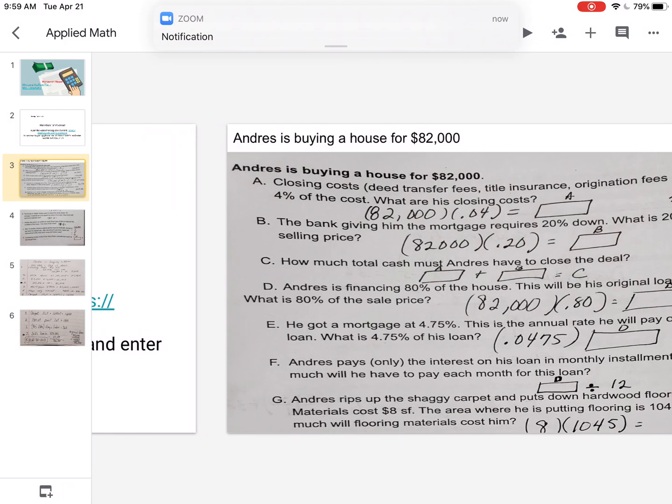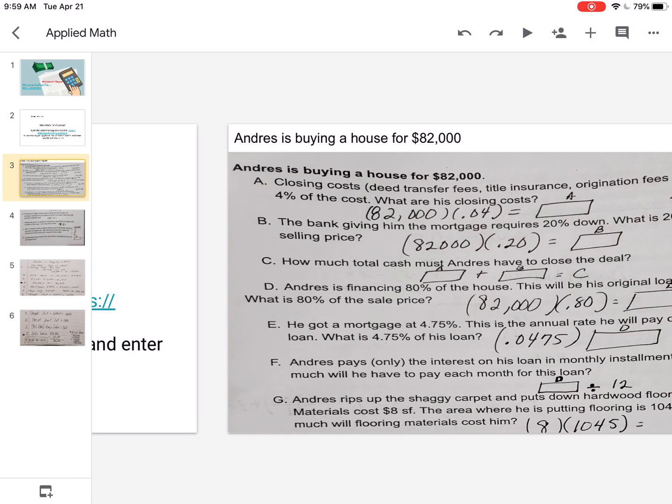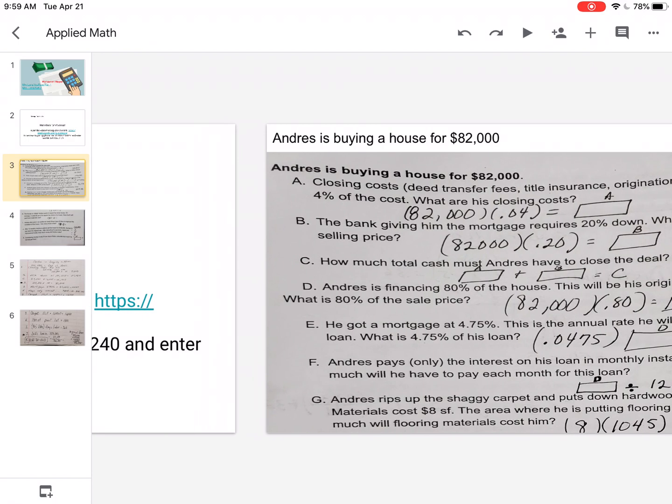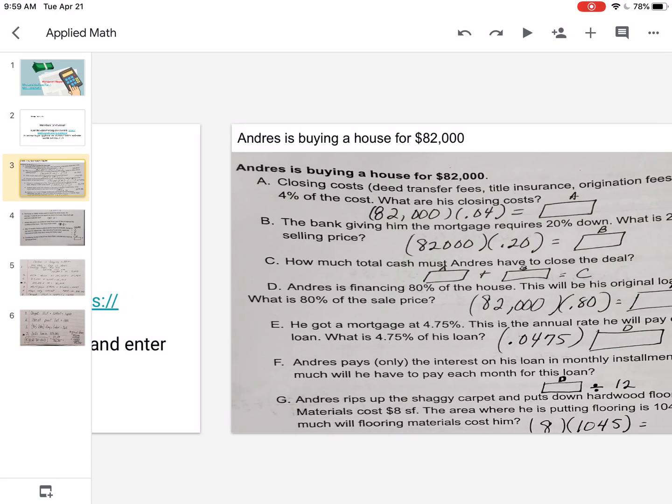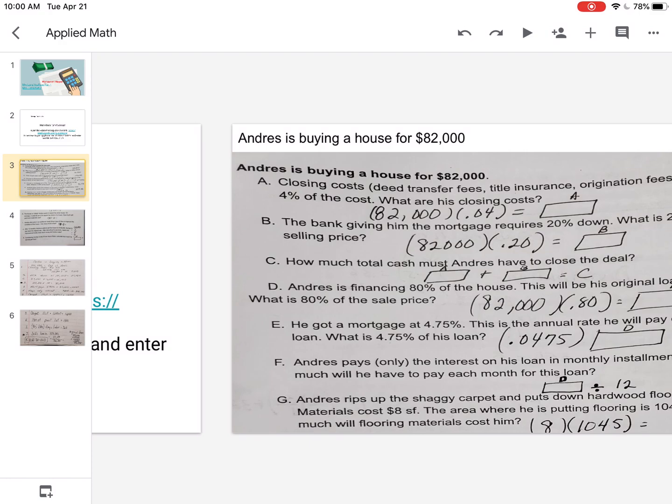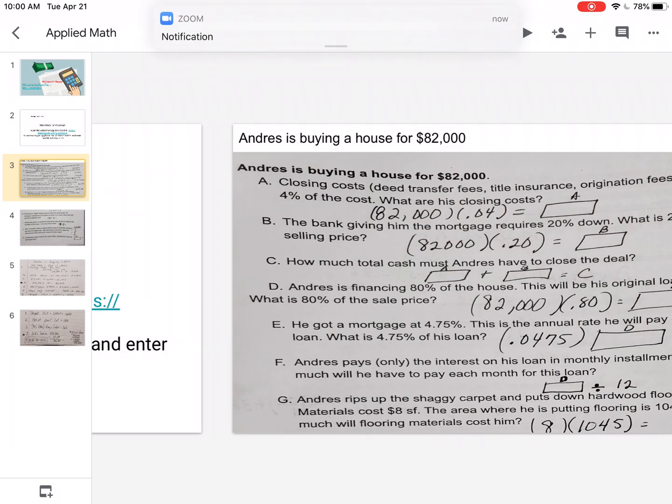Okay, so the bank giving him the mortgage requires 20% down. What is 20% of the selling price? Same thing, times 0.20. How much total cash must Andre have to close the deal? Add A and B together and you get the answer. Andre is financing 80% of the house, so 82,000 times 0.8. He got a mortgage at 4.75%. Convert that to 0.0475, and then multiply that by the answer you got on D.